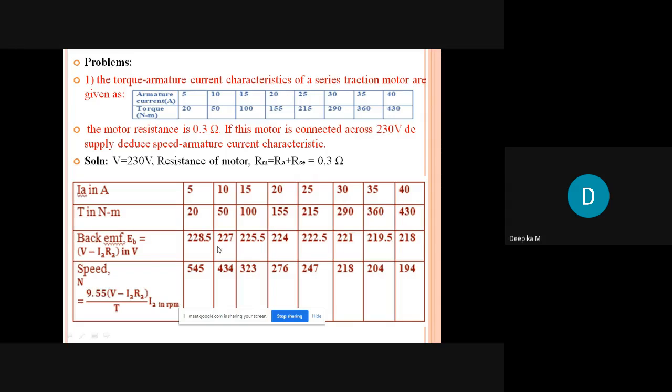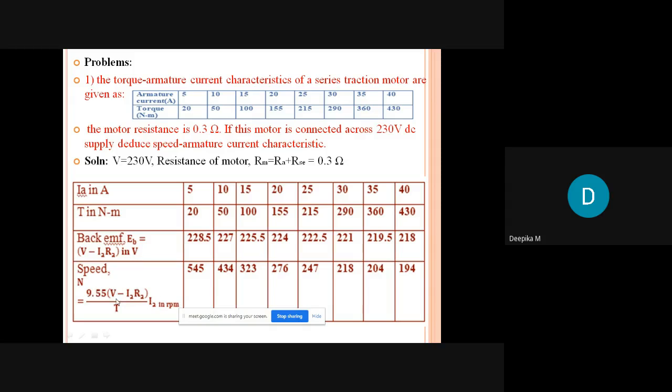Next, we have to calculate the back EMF. The back EMF formula is V minus IA into RA. Why do we have to calculate back EMF? Because we know the armature current, but we have to calculate speed. So what is the formula for speed? It is 9.55 into (V minus IA RA) into IA by T, where V minus IA into RA is the back EMF.